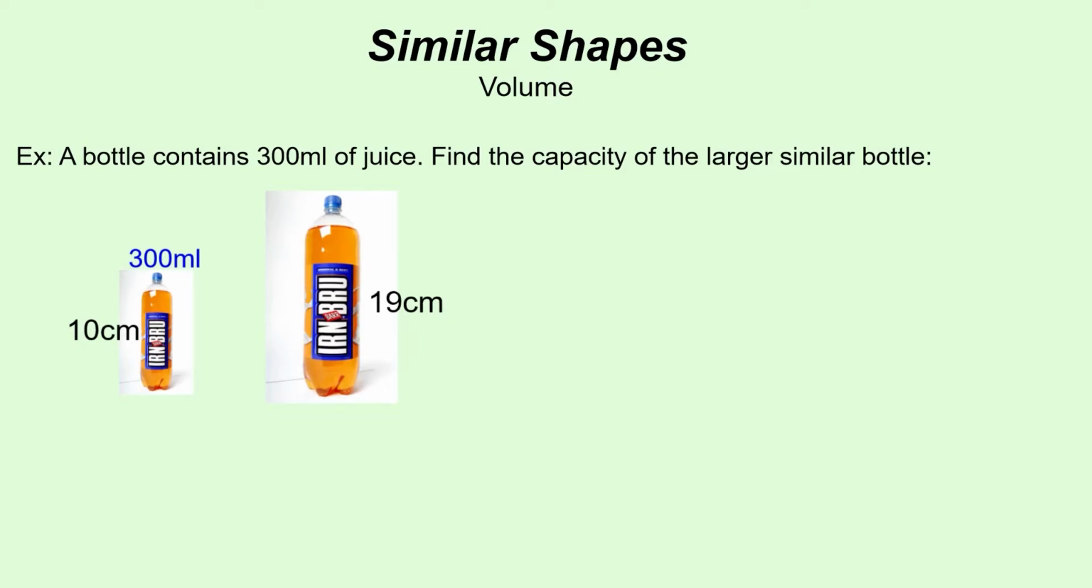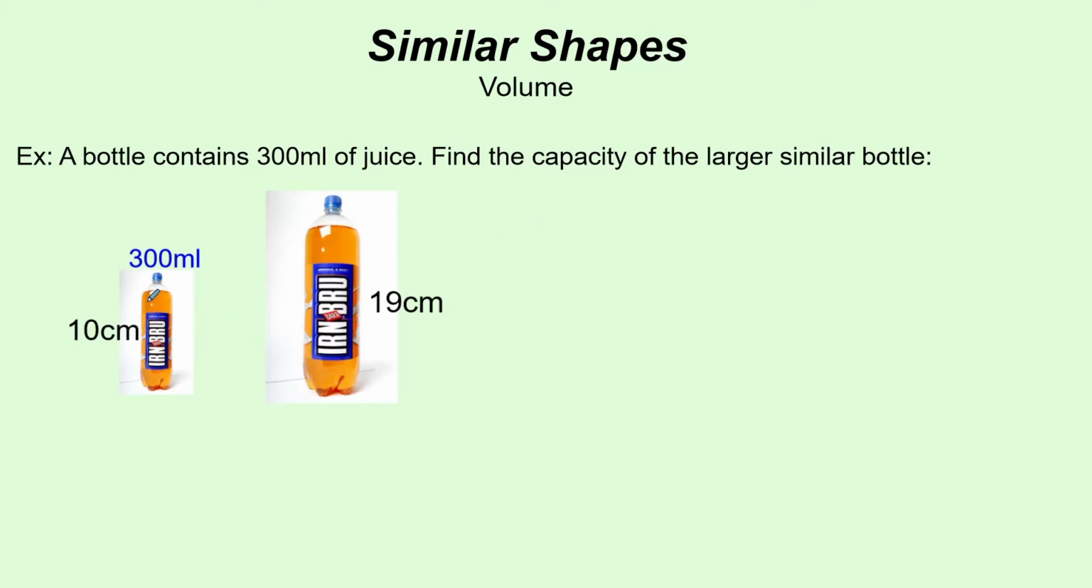Again, this is really similar to what we did with the area scale factor, but it's a three-dimensional shape now, or capacity. We've got two bottles of juice, similar in shape. The smaller one is 10 centimeters tall, the larger one is 19 centimeters tall. The smaller one holds a capacity of 300 milliliters. Find the capacity of the larger bottle. Capacity would be the volume of the bottle when it was completely full, not the actual volume of juice, which you can see in the picture doesn't quite go up to the top. Volume and capacity are slightly different things, but we're looking for the maximum possible capacity of this bottle.